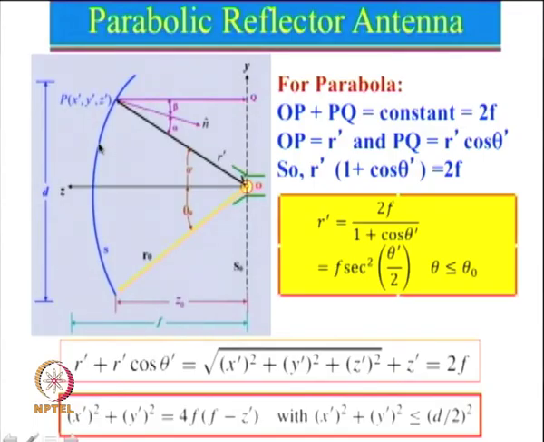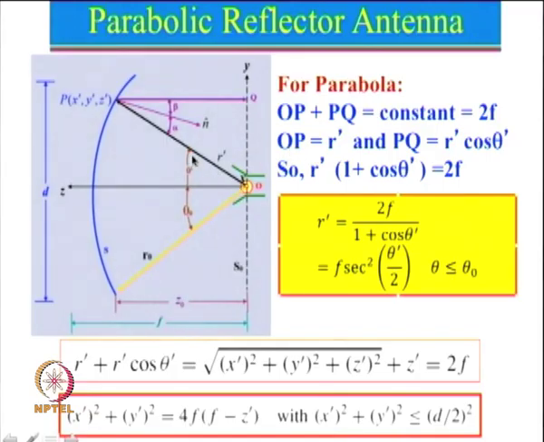If you take this point here, let us say this is P dash and this is Q dash, then OP dash plus P dash Q dash will be the same as OP plus PQ, and then we can generalize that from here to here the distance is F, which is the focal length. So, this plus this will be equal to OP plus PQ. So, for a parabola we can write a condition that OP plus PQ is constant, and that is equal to 2F.